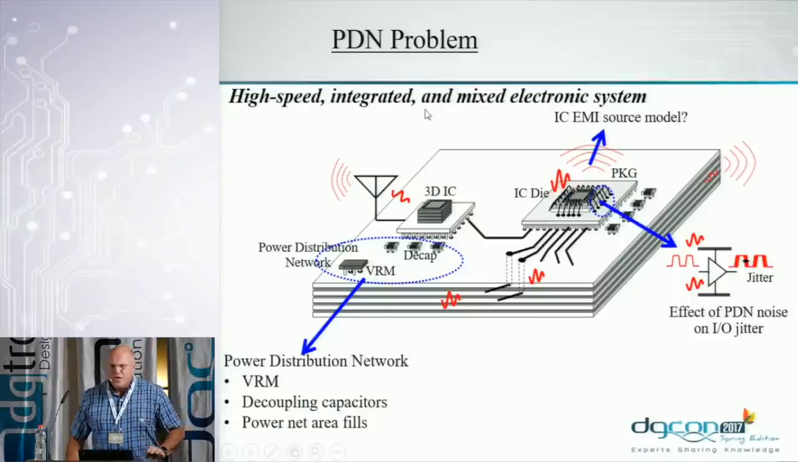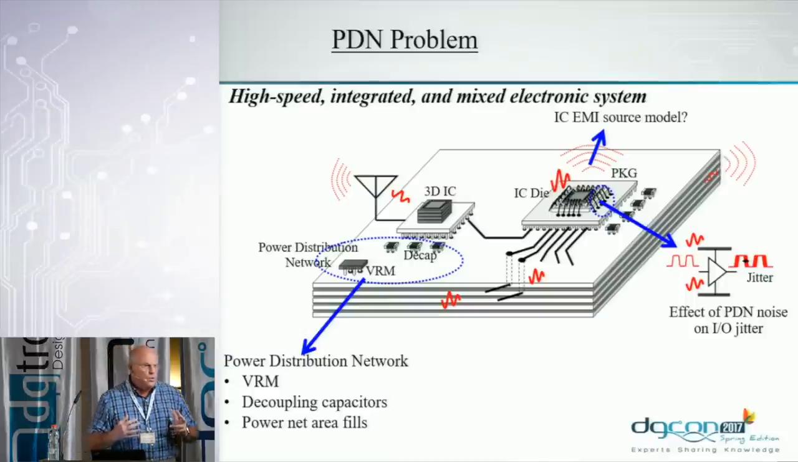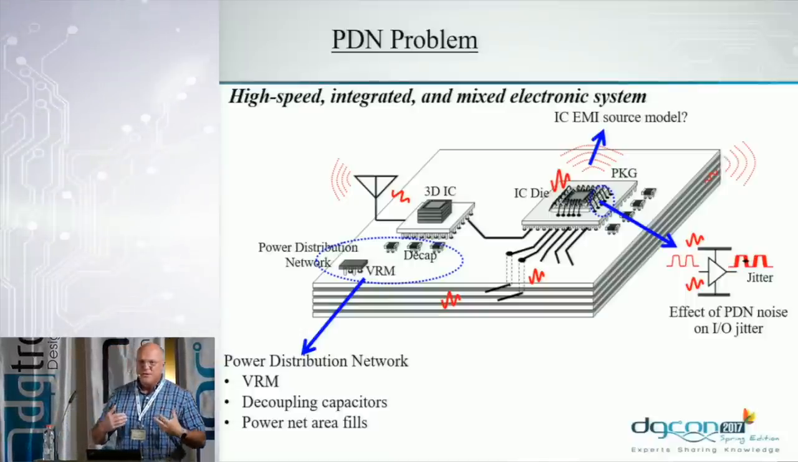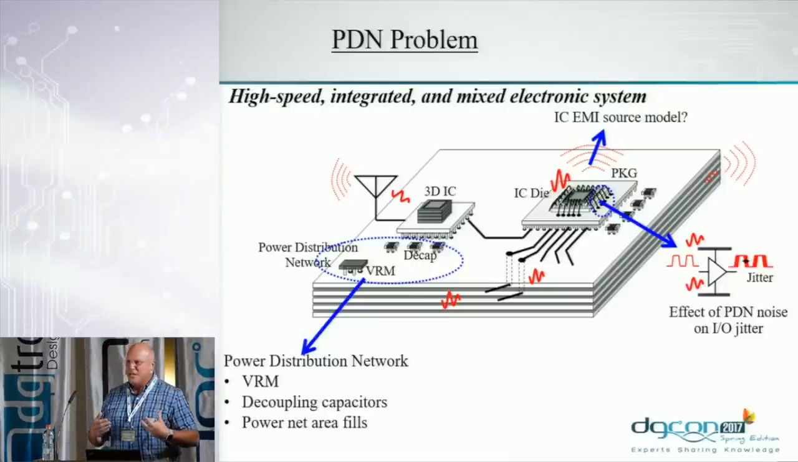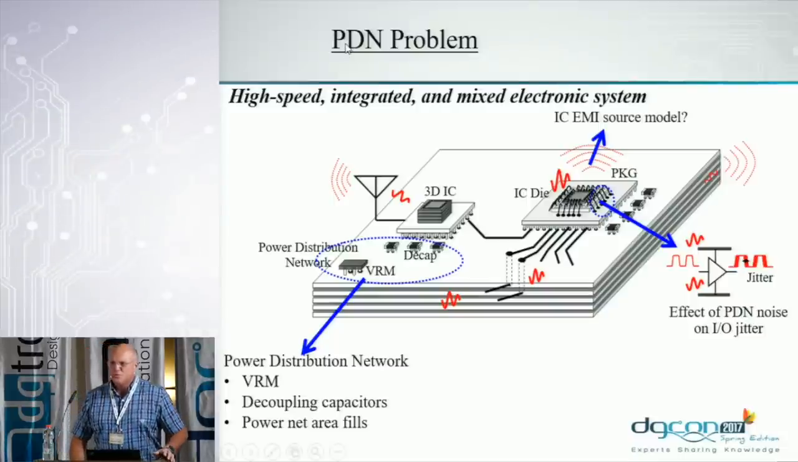The primary reason we care about power integrity is its impact on jitter. If it didn't impact signal integrity in some way, shape, or form, we wouldn't care about it. Us EMI guys, I cut my teeth in EMC and EMI, and we like to pretend that power integrity is very important for EMI, but I haven't really run across any problems where power integrity caused EMI problems where it didn't cause a signal integrity problem first. So primarily we care about power integrity because of its impact on signal integrity.